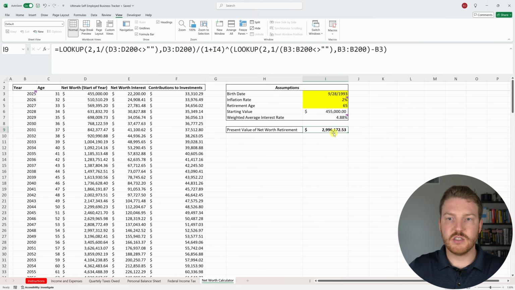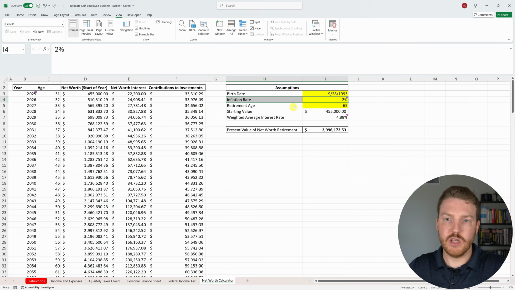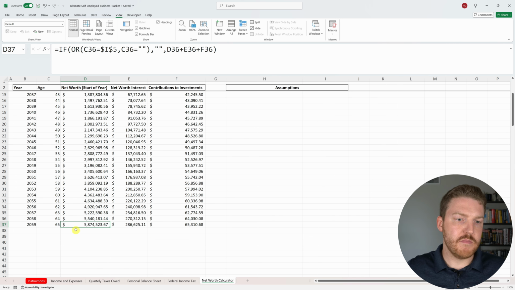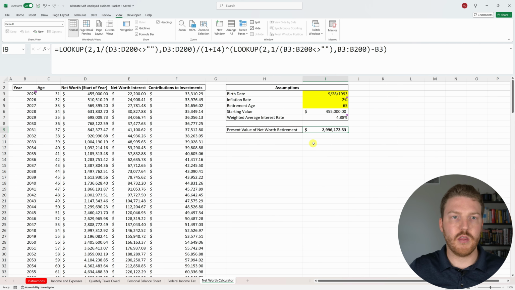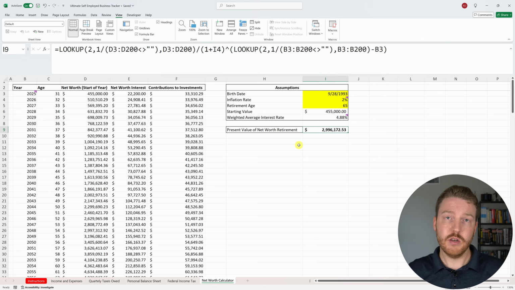So we need to discount it back 34 years to a present value of today at an inflation rate of 2%. So really our 5.8 million in the future is going to be 3 million today. And hey, that might be a comfortable amount to retire with if you were retiring at 65 today with $3 million.